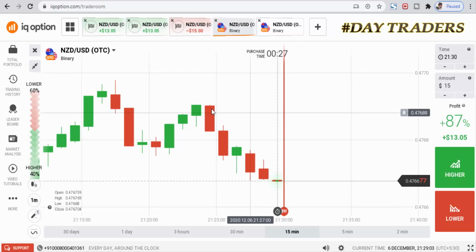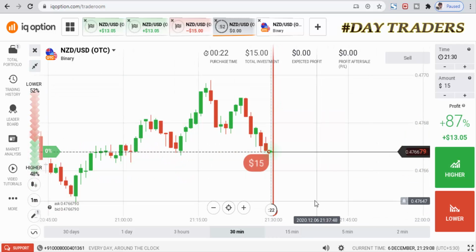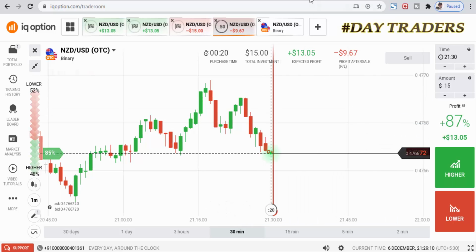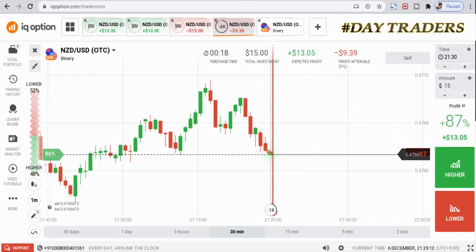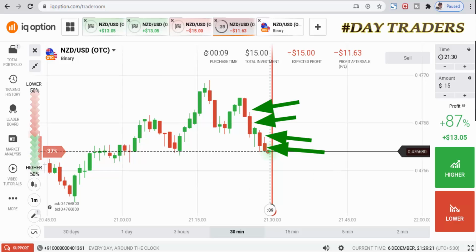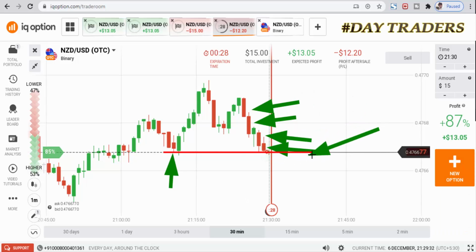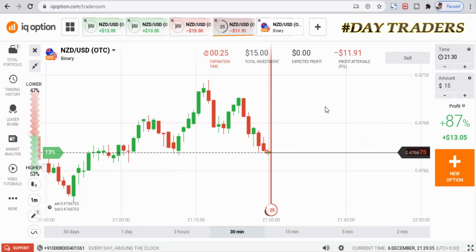Okay, no problem. Okay, we'll place a lower option. So I'm expecting a bearish momentum. Previous candles were very strong entering the market, and this is also a very strong sellers entry. So there are no buyers entering. So I'm expecting a bearish momentum. Let's see.